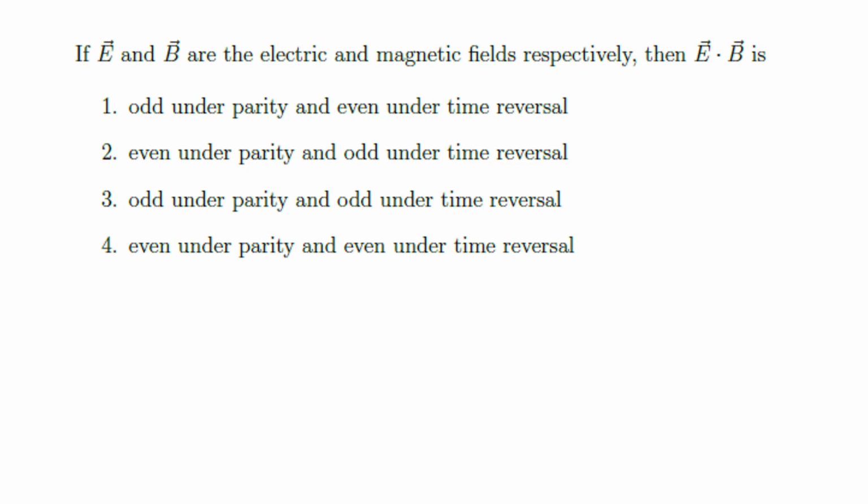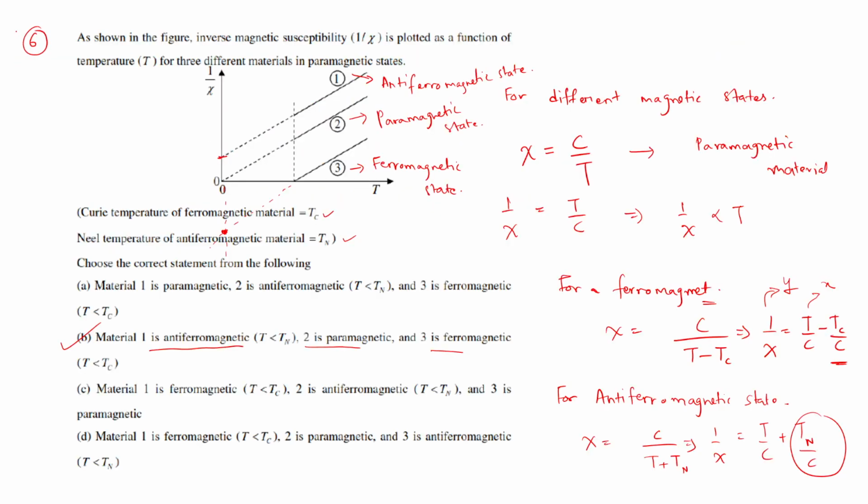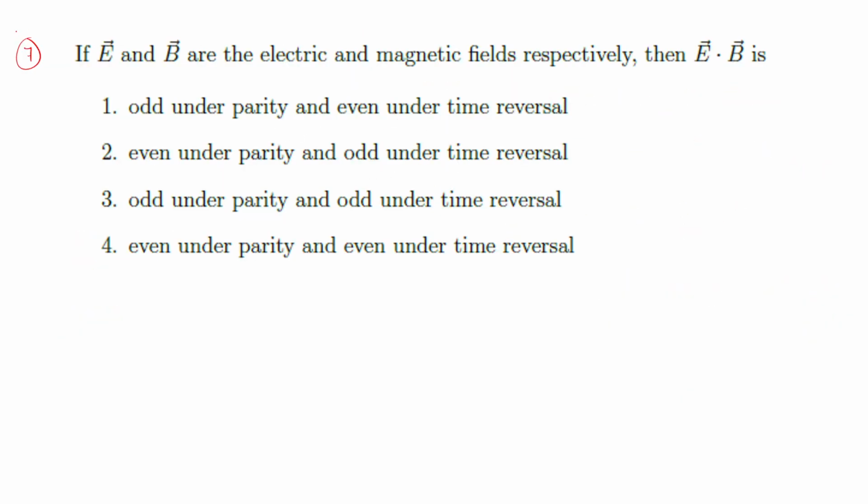Now let us go to the next question. Electric field and magnetic field are given, and we have to find the parity of E dot B. We have to see, under parity and time reversal, whether it is even or odd.